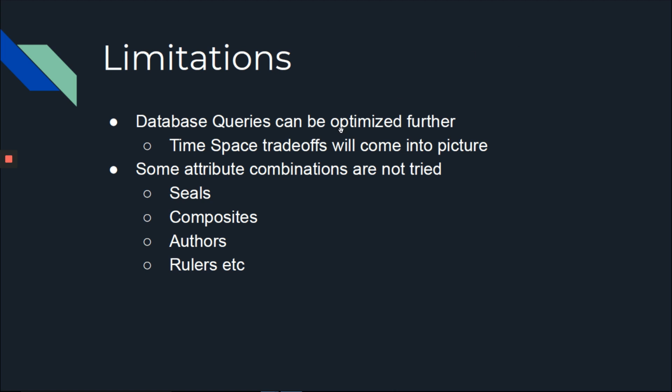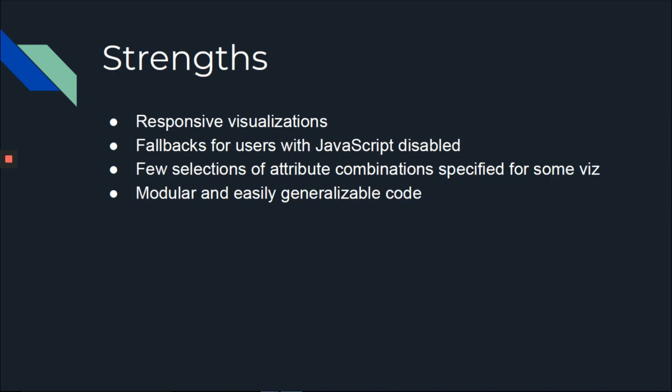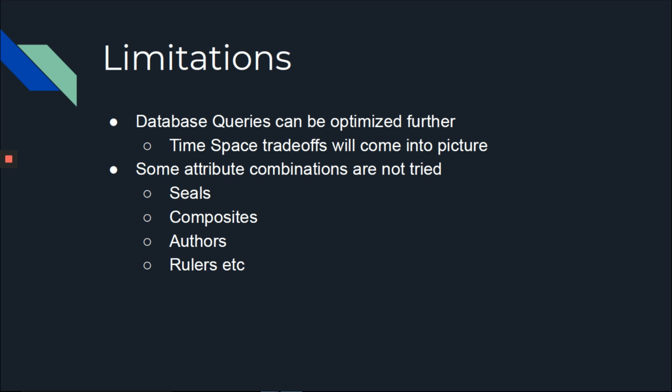And also there are some attribute combinations, or some attributes, I have not tried. That is fields, composites, authors, rulers, dynasties, etc. Those can be tried in the future. And that's not going to be difficult since I have written my code in a very generalizable way.